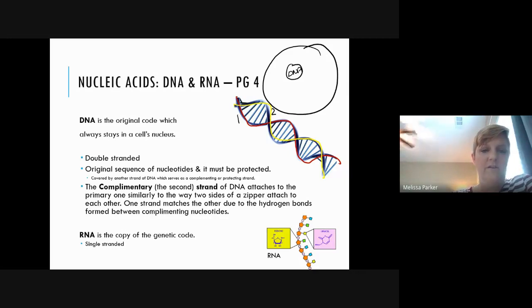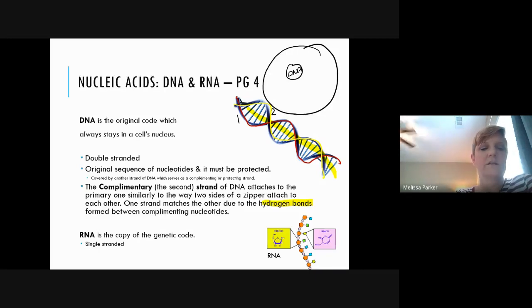We have to remember that on these strands, one of the strands is the original code and the other one is the complementary code. The complementary strand is the second strand of DNA that attaches to the primary one, similarly to the way two sides of a zipper attach to each other. One strand matches the other due to hydrogen bonds. There are hydrogen bonds found in between these that hold the two strands together. It's the complementary nucleotides that are attracted to each other. That's going to make sense in a minute, because we're going to talk about the complementary nucleotides.